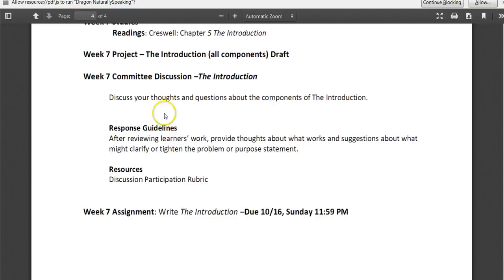What we're going to discuss in our forum this week is your thoughts and questions about the components of the introduction and what others have done. You will probably learn from what some do, so you'll post maybe not your entire introduction, although we can if you wish. What I'm going to do is open up another forum where you can simply submit your introduction, and then we won't really discuss it. We'll have the discussion in the committee forum where you can just have conversation about various components.